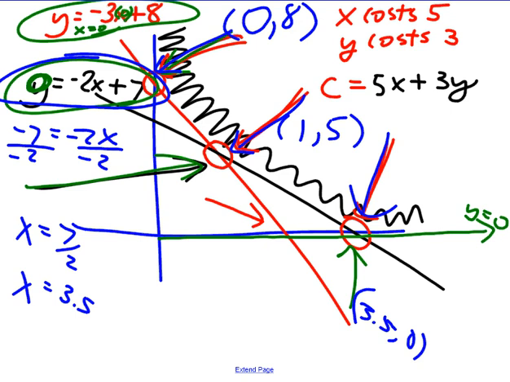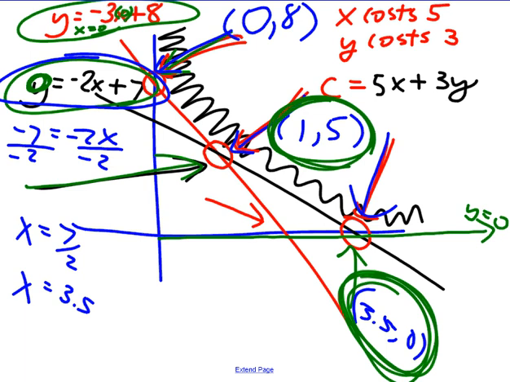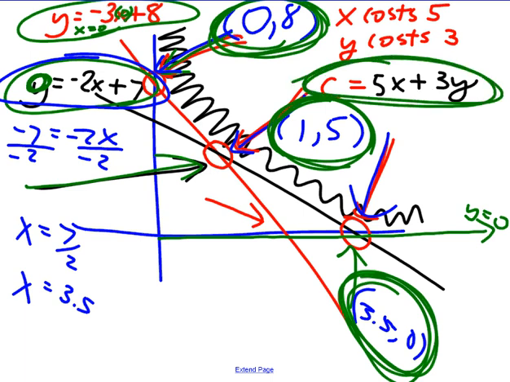So then I got 3 vertices. Here, here, and here. I put them into my cost function, which is here. The 0, 8 gives me a $24 cost. Maybe again, this is $24,000. And that might not be a bad thing if you're selling the cars for $35,000, okay?